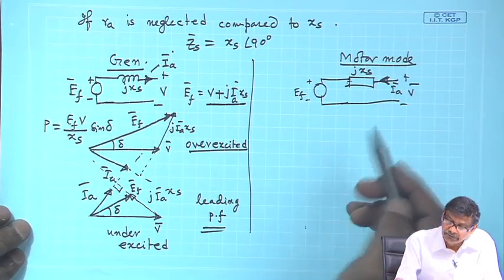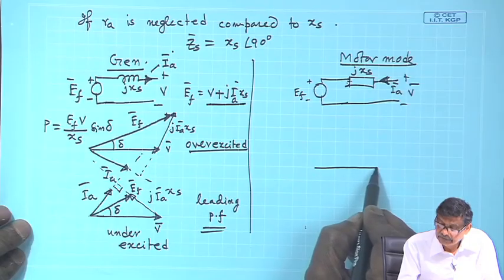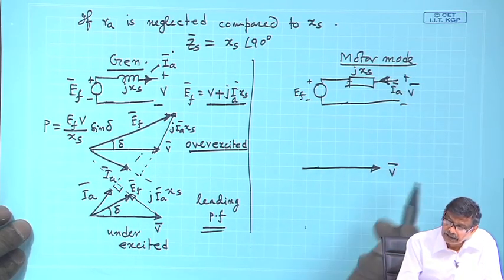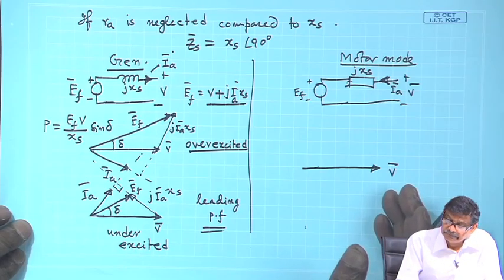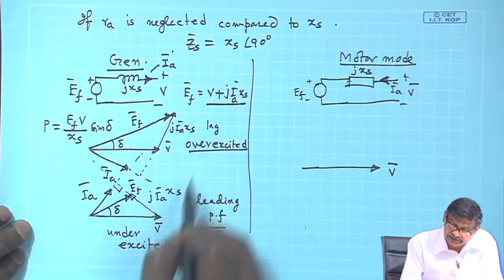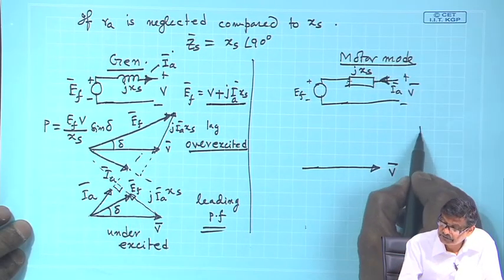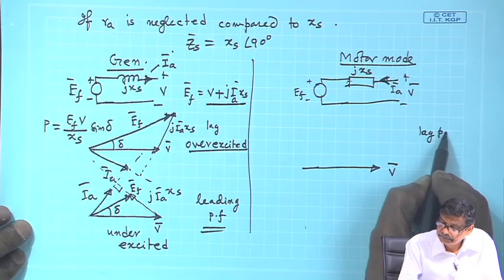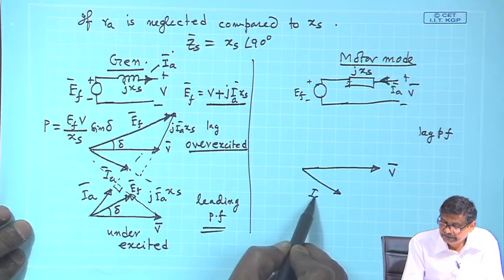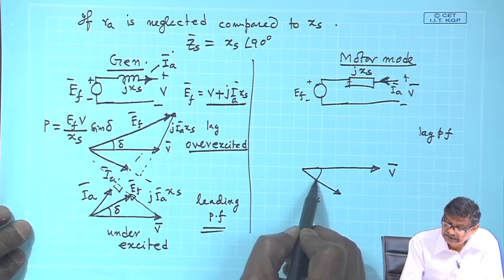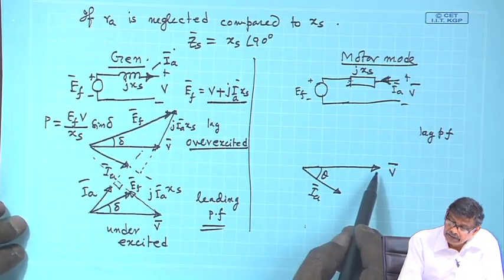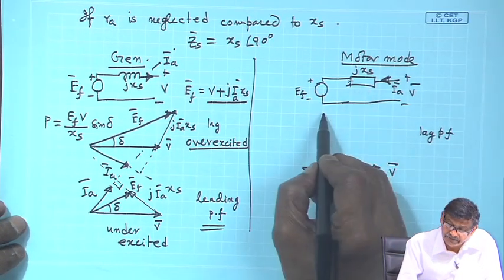Then what will I do? I will once again start from V, terminal voltage. Suppose the motor is drawing a lagging power factor. So, this was lag, this was leading power factor. So, suppose lag power factor. So, motor is drawing a current of I_A like this, and this angle is the power factor angle at which it is drawing.